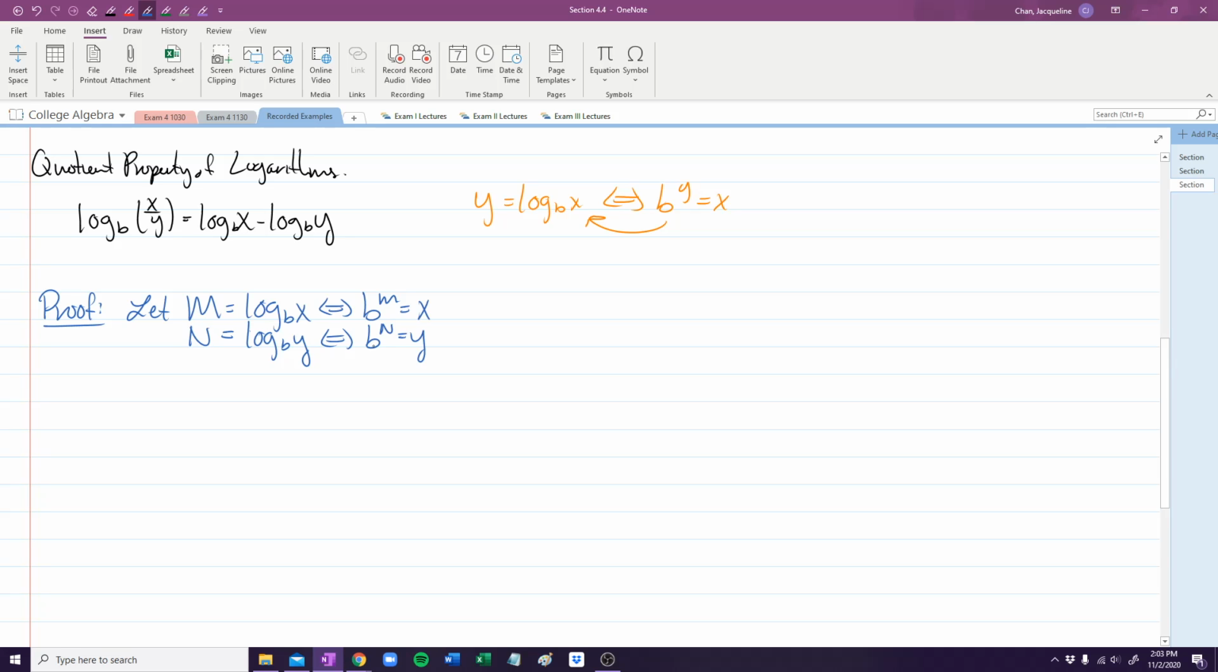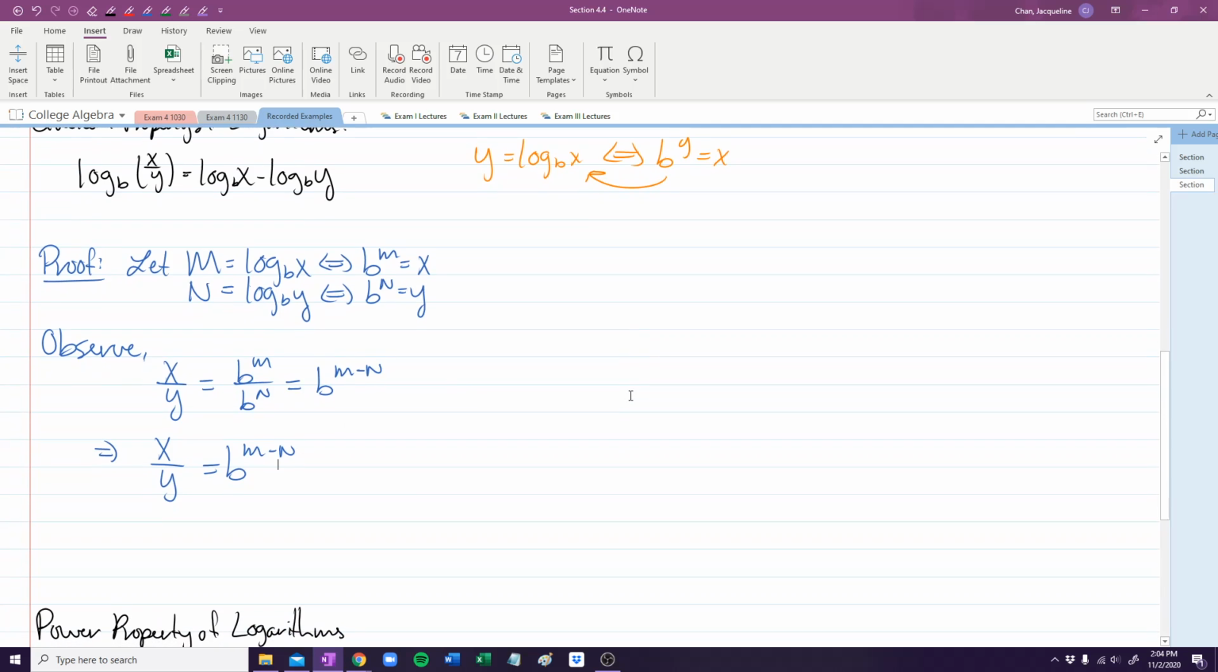Above we did x times y, but our goal now is to show the quotient. So we're going to observe x divided by y. What is this equal to? This is equal to b to the m over b to the n. But by our exponential properties, this is going to be b to the m minus n. So I'm going to rewrite it just so we can see what we're dealing with. So we have x over y is equal to b to the m minus n.